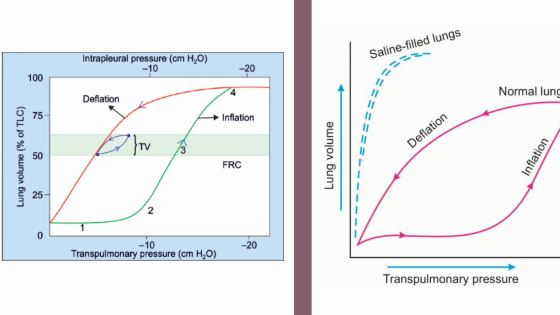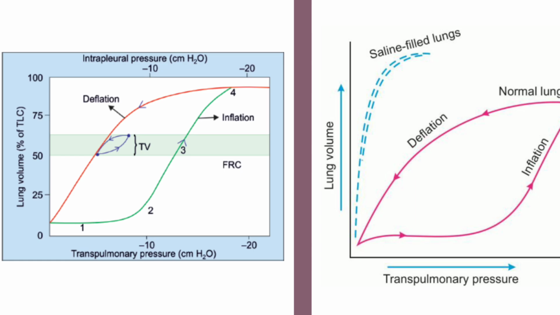Now what is compliance? Compliance is the slope of this curve, that is delta V by delta P. The volume change for unit change of pressure is known as the compliance, which indicates the stretchability or distensibility of the lung. Now, take the lung volume at any given pressure, say a pressure of -10. Compare the volume at -10 in the inspiration with the deflation curve.